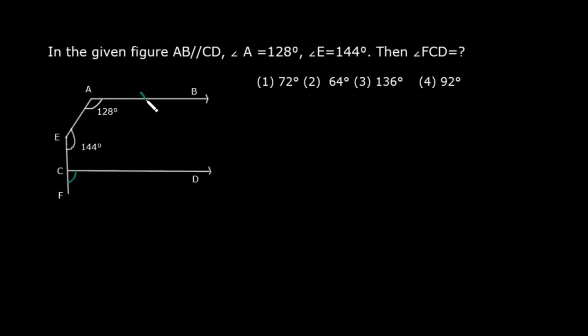Now we are given that line AB is parallel to line CD, angle A is 128 degrees, and this angle is 144 degrees, and we have to find angle FCD. Now there is no single transversal. We cannot say that A is a transversal over here. So how to do this kind of figure? Sometimes we have to construct a few lines. In this case, one of the possibilities is that from E we can draw a line parallel to AB and parallel to CD. Let's see whether this can help us to find this angle.